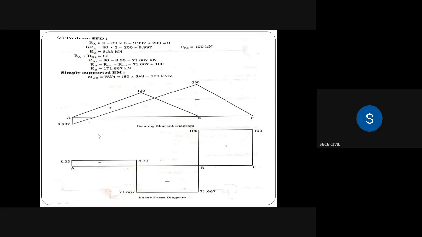Okay. So I already mentioned that left to right, negative value only above the baseline. But we are getting MAB, which is nothing but left to right moment only. So left to right, negative value is above the baseline, but MAB is a positive value. So we have to draw it below the baseline. So MAB 9.997 is below the baseline.